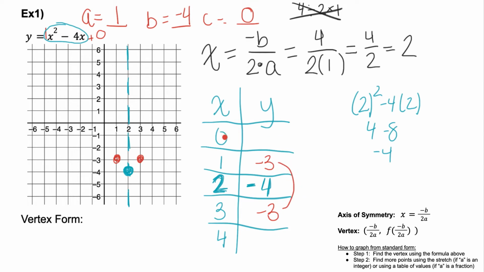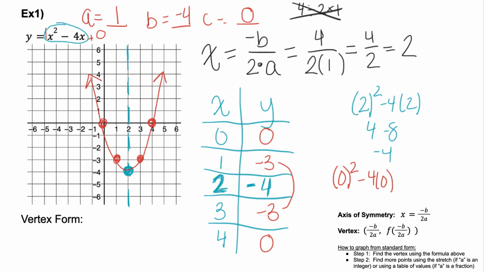And then plugging in a 0 is really simple here. So if I plug in a 0, I'm going to have 0 squared minus 4 times 0, which is just going to be 0. So that's easy. And that will be a 0 as well. And there's my parabola. Work smart, right? If you can find these points without doing a lot of math, that's what you should do.